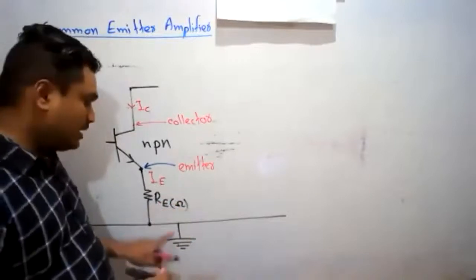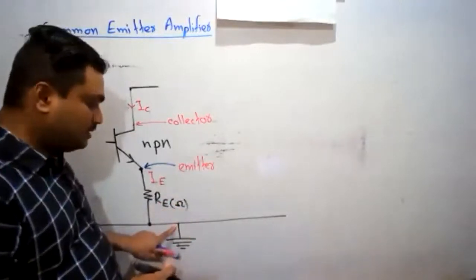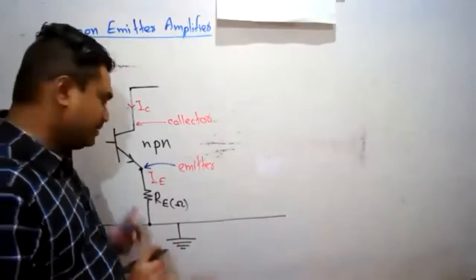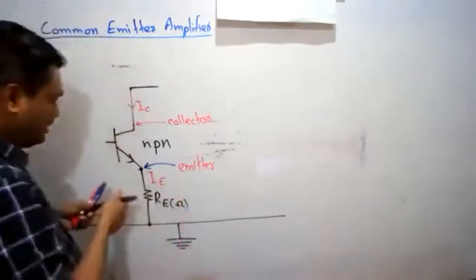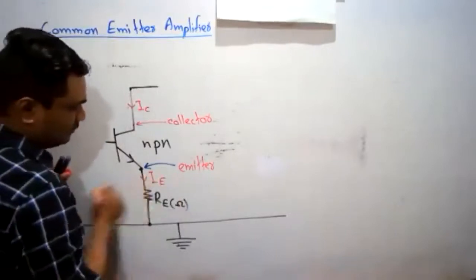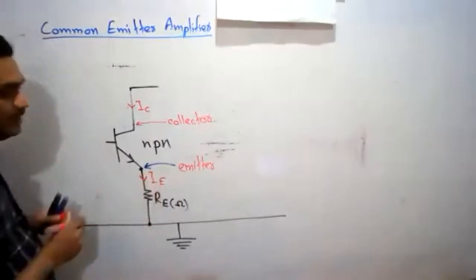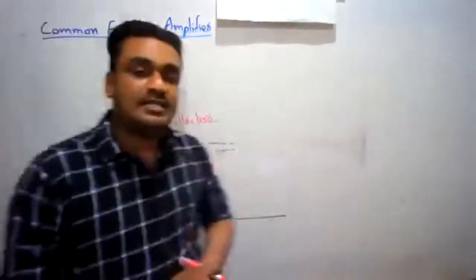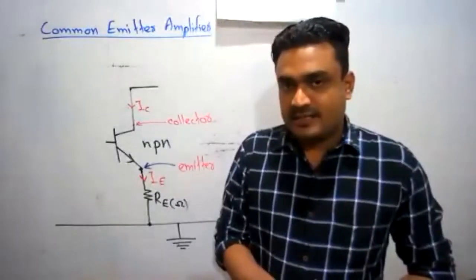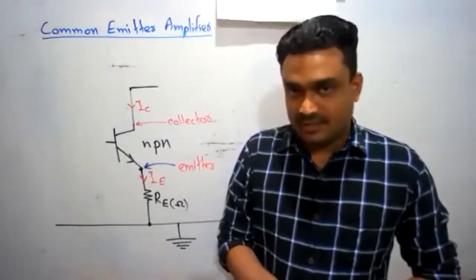Connect to the ground means you connect a wire to this and connect the other end of the wire to the earth, which is known as ground. I'll explain everything, just listen to me. Emitter current flows through this resistor. If a current flows through a resistor in one direction, the resistor generates a voltage in the other direction.